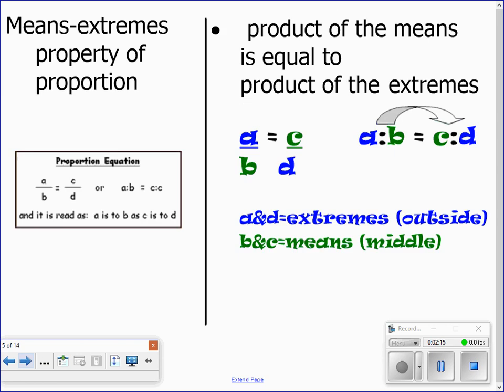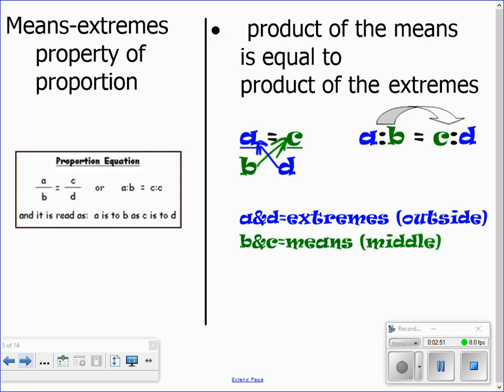This means extremes property of proportion. Means extremes. This sounds like a crazy word, but this is the property that actually allows us to check cross products. So what this says is the product of the means is equal to the product of the extremes. So in a proportional relationship, the means, this is the middle part, so this would be this part right here of your proportion. If you multiply them, it should be equal to the product of our extremes.